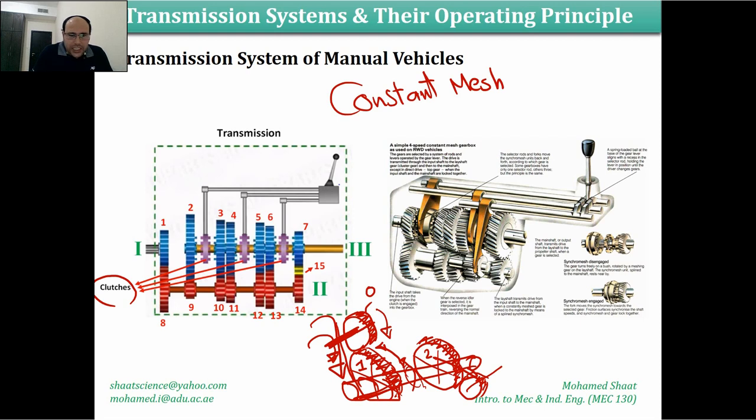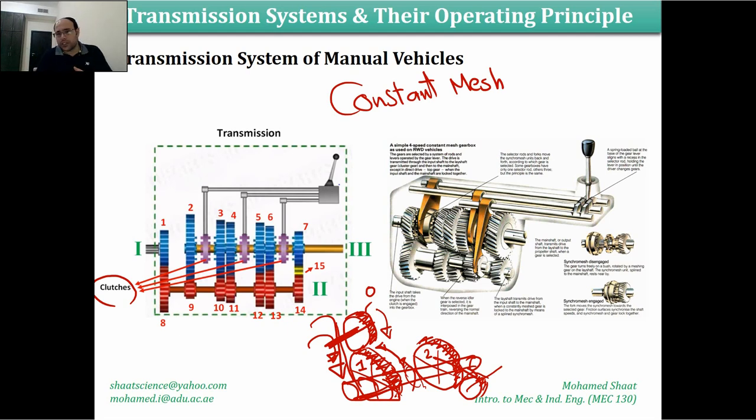The same thing applies to the clutch between 4 and 5. If it is in the middle, it disconnects 4 and 5. If you slide it to the left, it will be connected to 4, and you are giving motion to the car based on gear 4. If it is slid to the right, it will be connected to gear 5, and you are giving speed and motion to the car based on gear 5. The same goes for the last clutch, the third one between 6 and 7. It has three positions, either in the middle or shifted to the right or left to connect with 6 or 7.